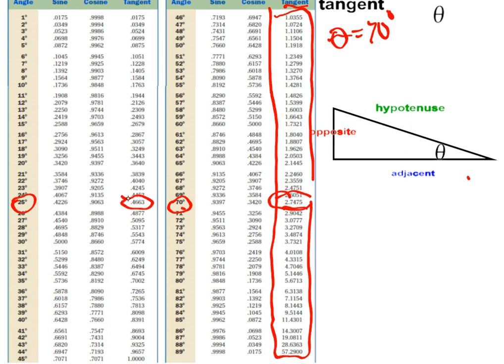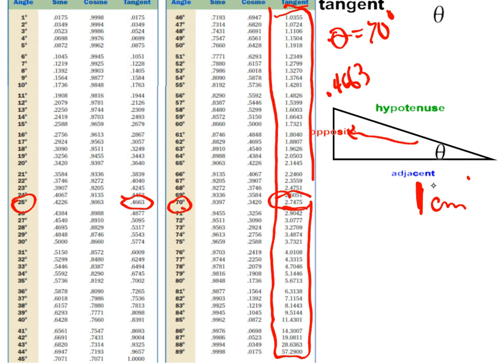0.4663. So if this is 1, let's say 1 centimeter, then the opposite is going to be less than 1 centimeter. The opposite is going to be 0.4663. So in other words, 0.46 of a centimeter, or just over 46 millimeters, the opposite will be.